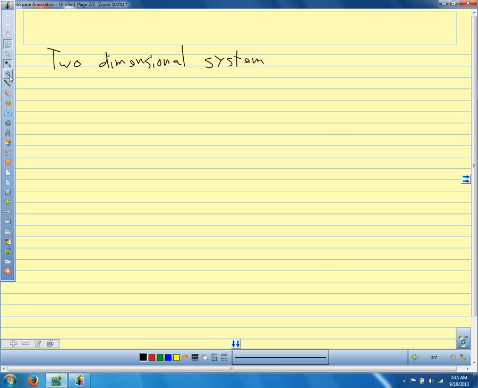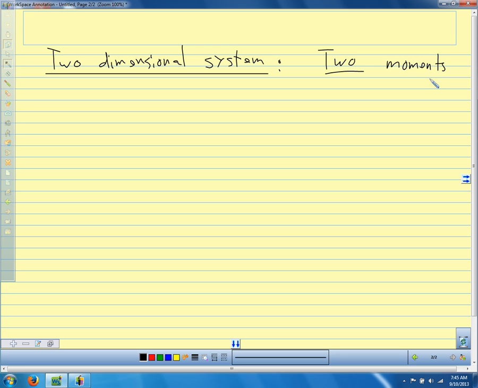And when we're talking here, where I'm talking about a system, I'm talking about individual, discrete masses concentrated at points situated along a line or in two dimensions. So when I'm talking about a system, I'm talking about discrete points of mass. Two-dimensional systems, we have two moments. We have a moment about the x-axis and a moment about the y-axis.